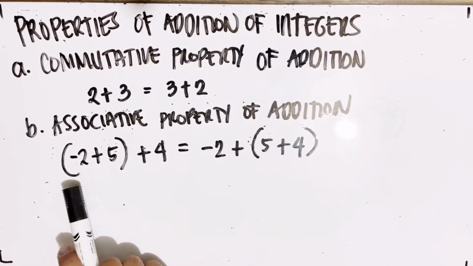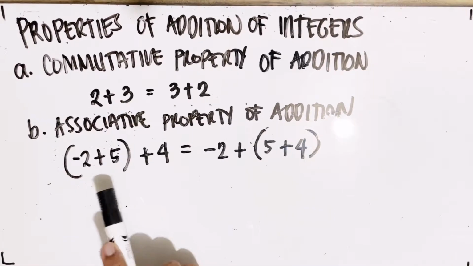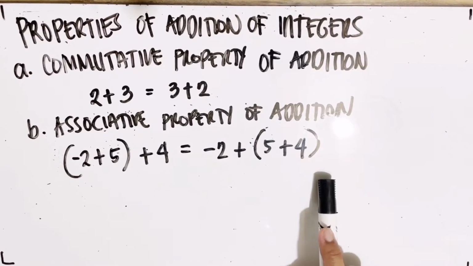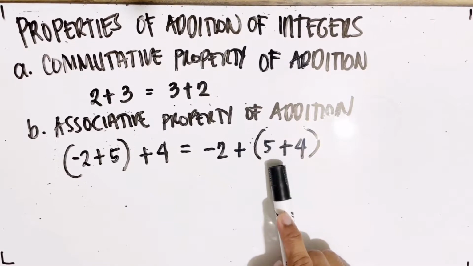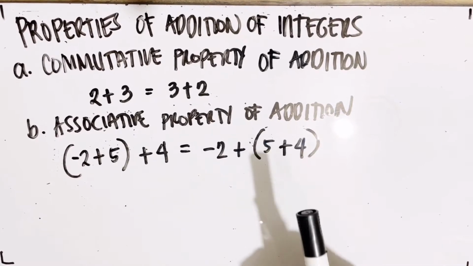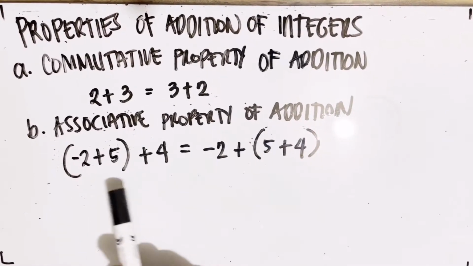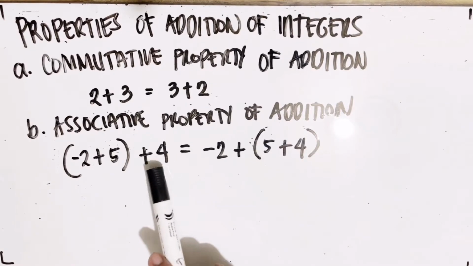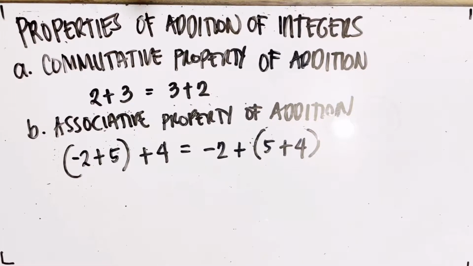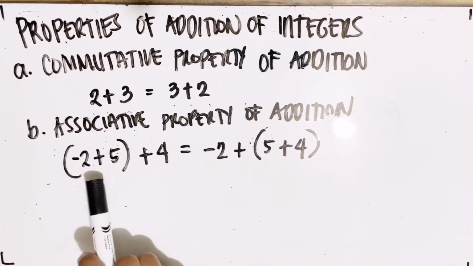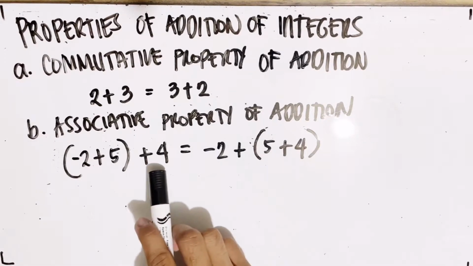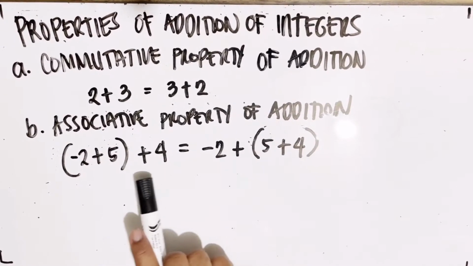So in the left side, the numbers that are grouped are negative 2 and positive 5. While on the right side, the numbers that are grouped are 5 and 4. So, even if they have different groupings, the result is still the same. Why? Because they have the same numbers on each side. So let's compute. Negative 2 plus 5, that is equal to 3. 3 plus 4 is 7. So the result here is 7.